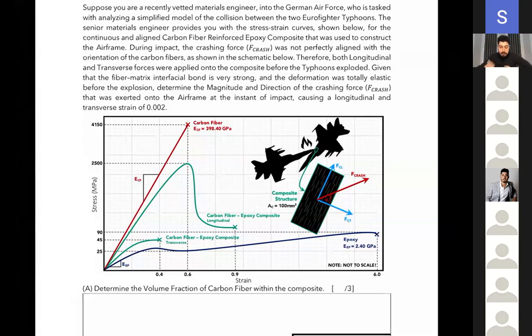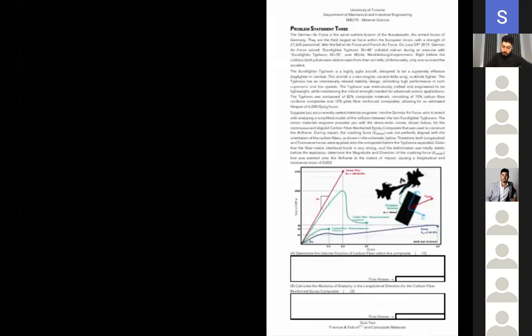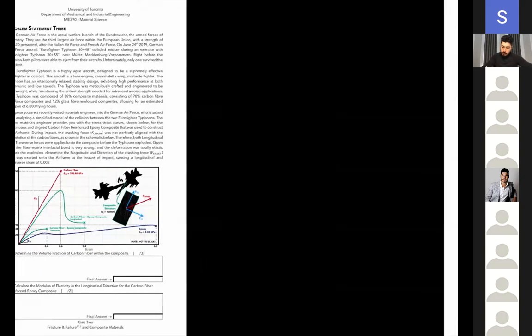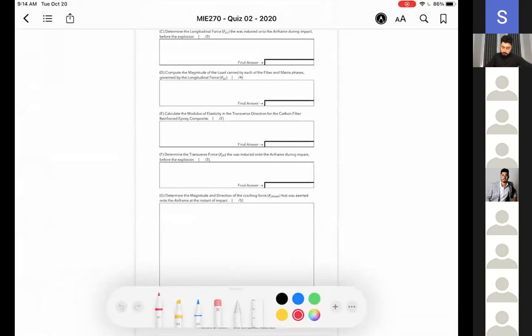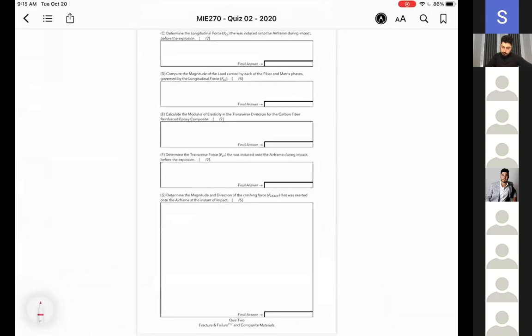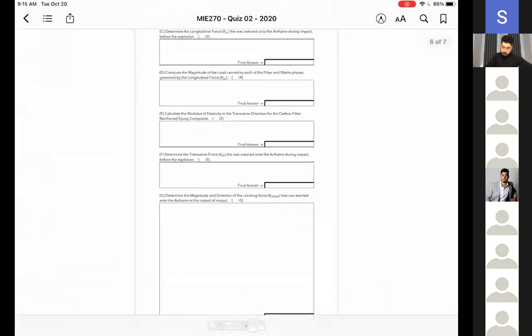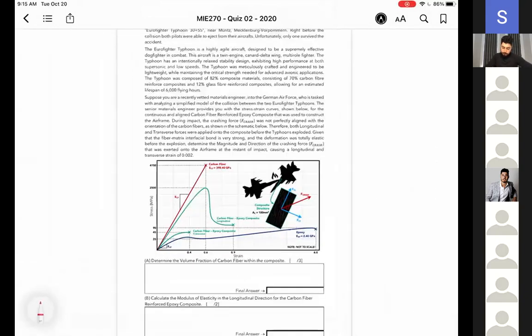Suppose you're a recently vetted materials engineer in the German Air Force who is tasked with analyzing a simplified model of the collision between two Eurofighter Typhoons. Let me get the pen out. I can't switch screens.